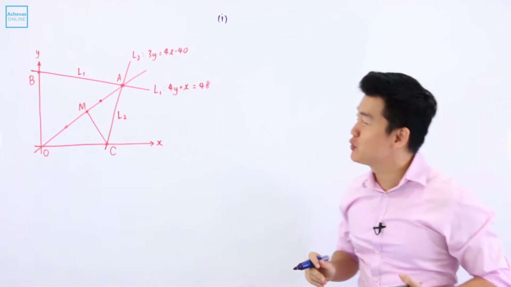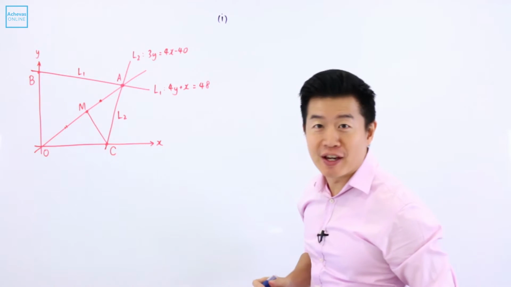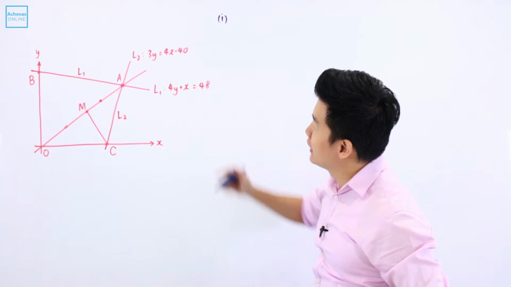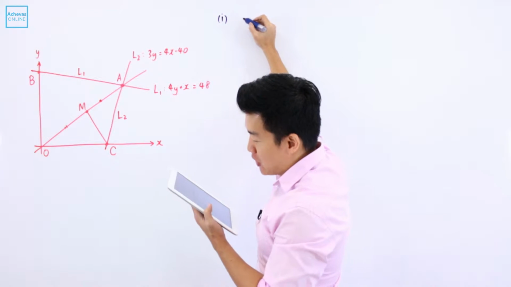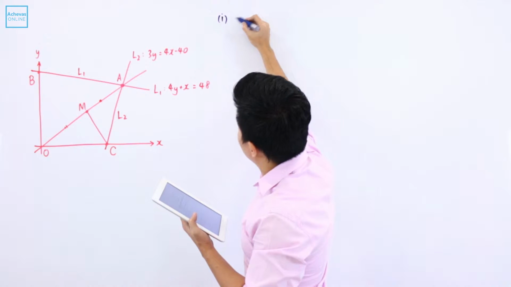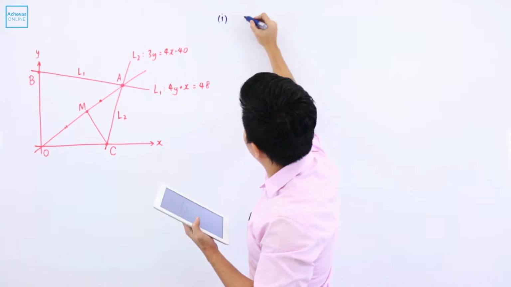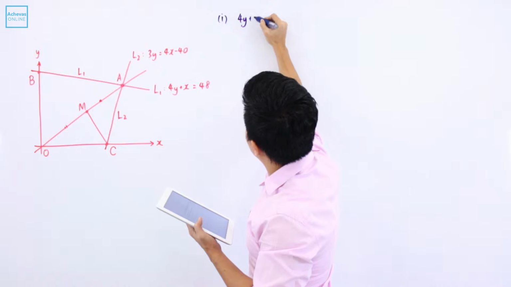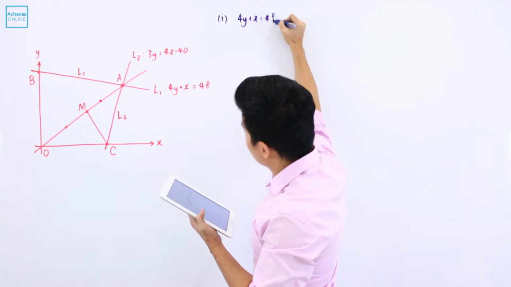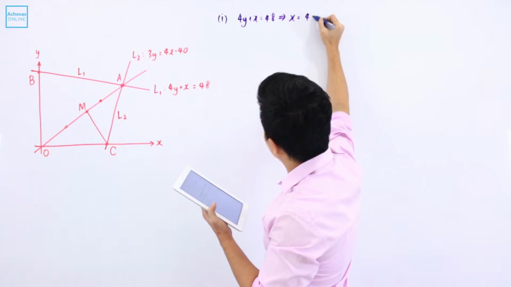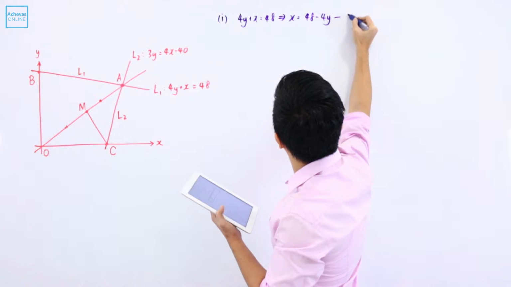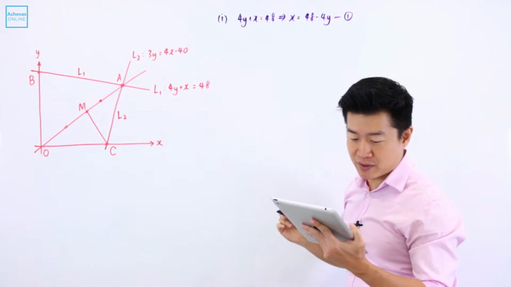The first thing that I'm going to do is try to solve for the coordinates of point A, and to do that I will just need to solve this as simultaneous equations. So I'm going to let the graph of L1, which is 4y plus x is equal to 48, which is x is equal to 48 minus 4y. I'm going to let this be my first equation.